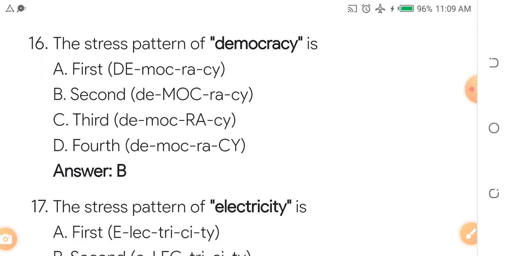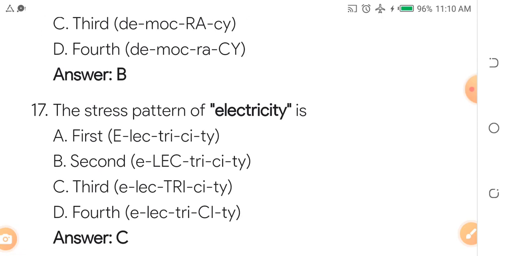Okay, the stress pattern for democracy is democracy. The answer is B. The stress is in the second syllable, democracy, not democracy, is democracy. The stress pattern for electricity is what? Is on the TRI, 3, electricity. So 3 is the one with stress, C.